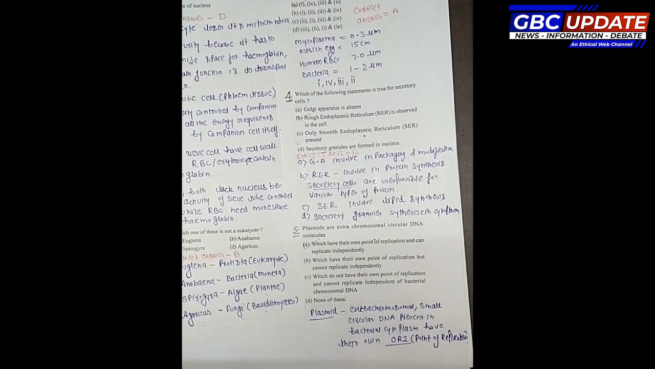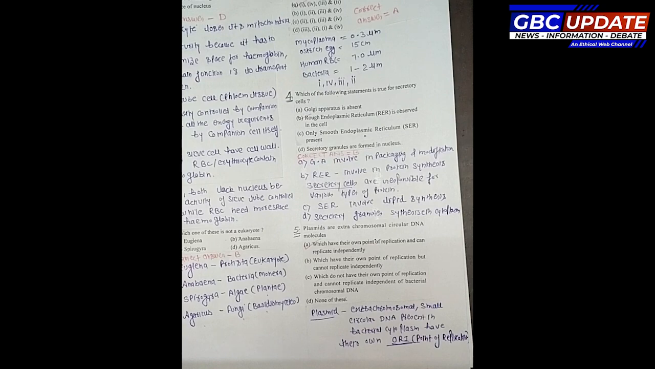The second option says they cannot replicate independently, but we have mentioned they have their own ori. The third option says they do not have their own point and they cannot replicate independently. So they do not depend on the original nucleoid or the original bacterial DNA for their replication. So this option is also wrong and D is already wrong. So the correct answer is A.